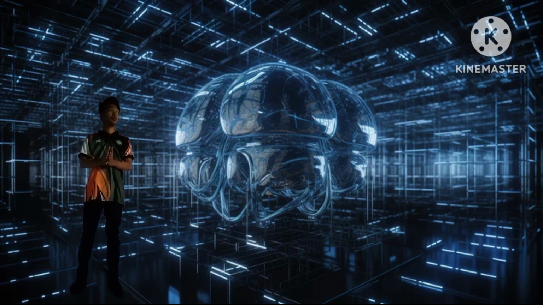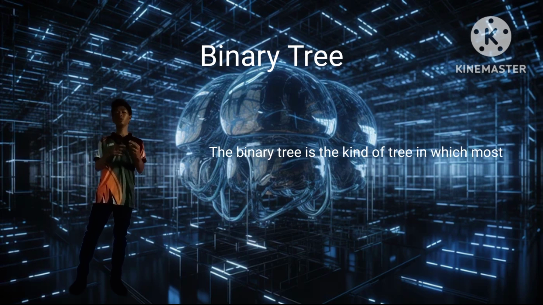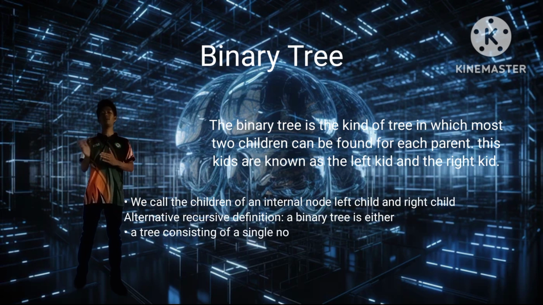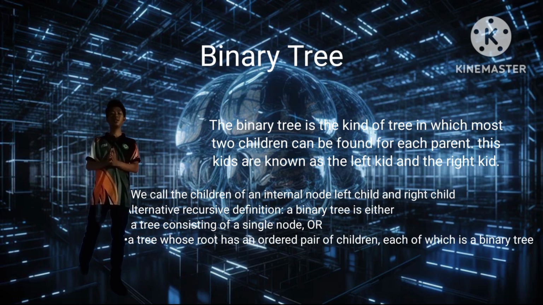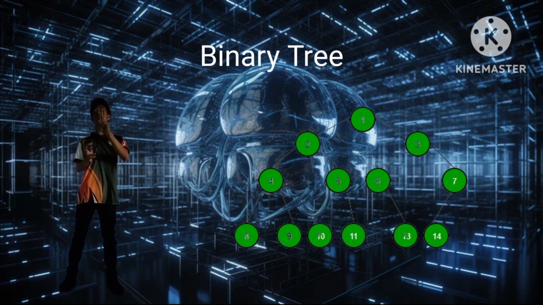So the second type of tree is the binary tree. The binary tree is the kind of tree in which at most 2 children can be found for each parent. The children are known as the left child and the right child. So here is an example of a binary tree. As we can see in the picture, there are only 2 or 1 child nodes for every parent, because the binary tree consists of only 2 or 1 child nodes, not exceeding 3. We can identify a binary tree using the left and the right.